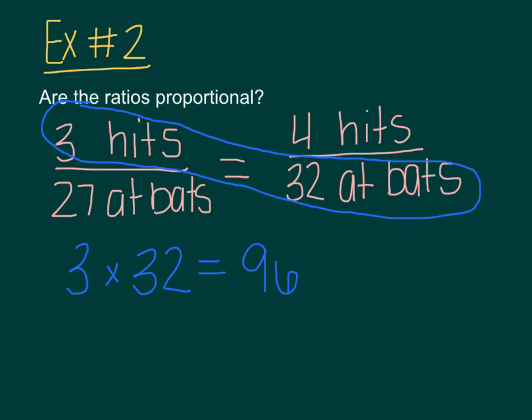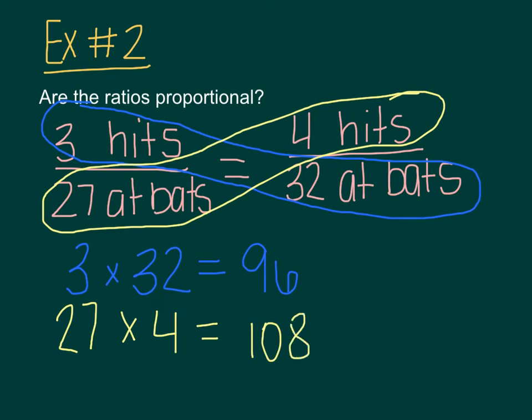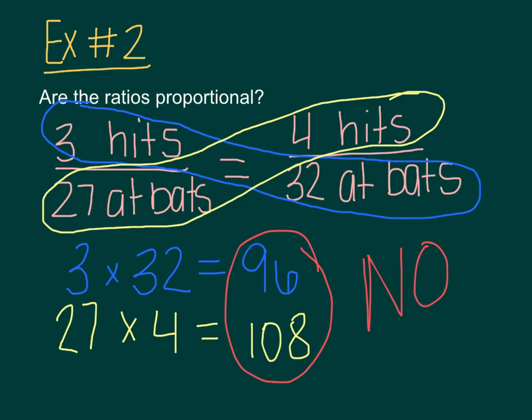And then I do the same thing for the other 2 parts. So I go 4 hits to 27 at-bats. So you just have to go to the one that's across from it. That's why it's called the cross products. And then you multiply those 2 numbers. I have 27 times 4, which equals 108. And now to tell if they're proportional or not, I just look at my 2 answers and see if they're the same. And 96 and 108 are not the same. So these 2 ratios are not proportional. So my answer is no.